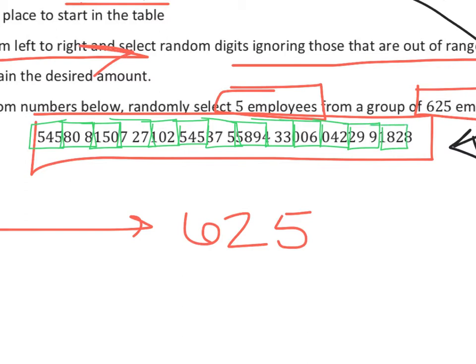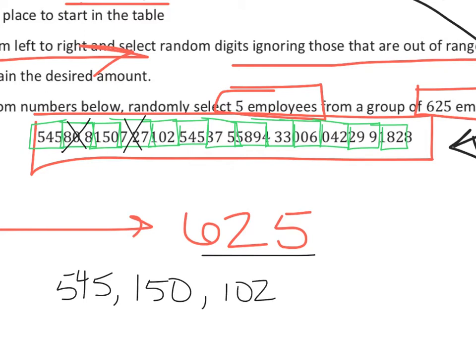Okay. So 545. That is a good number. I'm going to keep 545, because it's not above 625, so it's in my range. 808 I'm not going to keep because that is above 625, so it's not in my range of numbers. 150 I will keep because that is within the 1 to 625. 727 again I'm not going to use because it's above 625. 102 I will use. 545 I'm going to have to ignore because I've already used 545 for my first number, so I don't want to repeat any employees. We always want individuals that are unique.